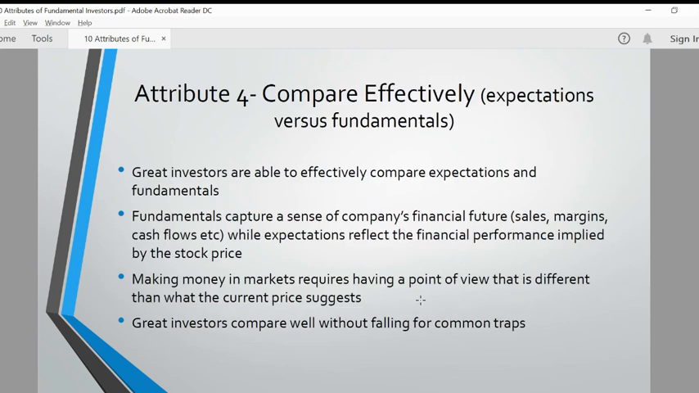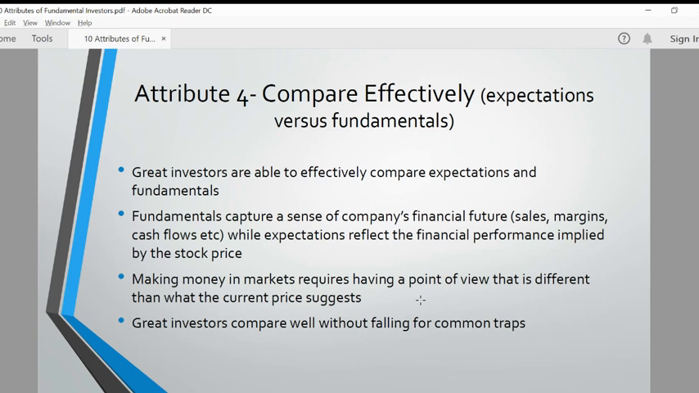So moving on to attribute number 4, compare effectively expectations versus fundamentals. Many of you may be aware that Professor Michael Mauboussin has authored a book called Expectations Investing with Alfred Rappaport.